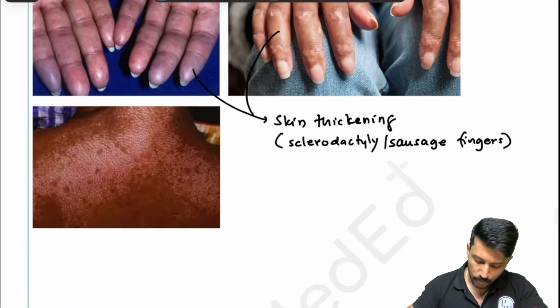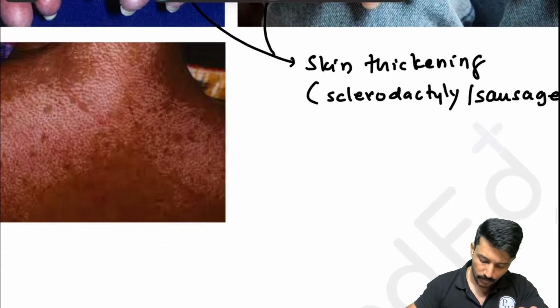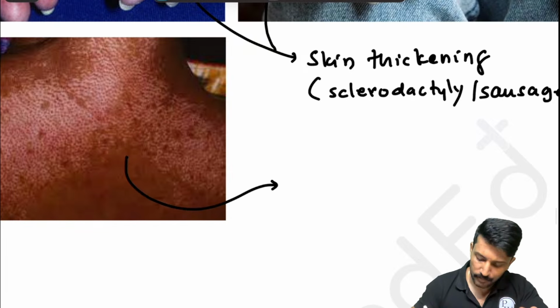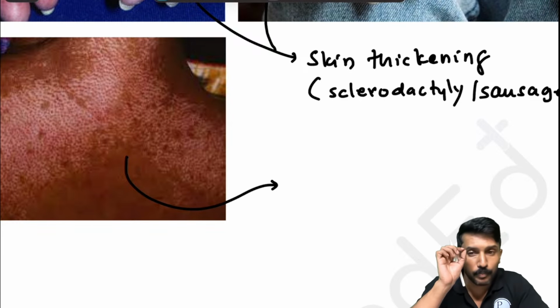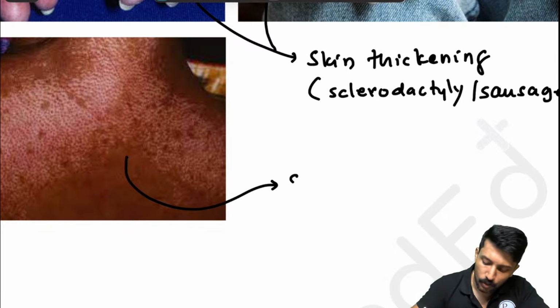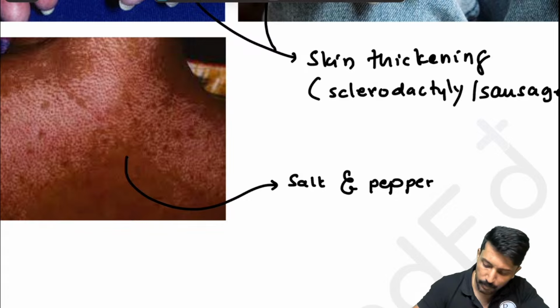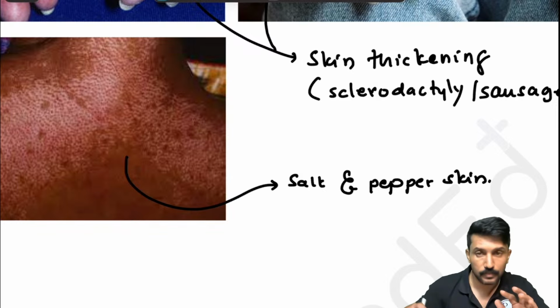On the other hand, what do you notice here? This I forgot to mention. Some of these patients, both limited and diffuse cutaneous, may end up developing this punctate depigmentation. This is called salt and pepper skin. Okay.